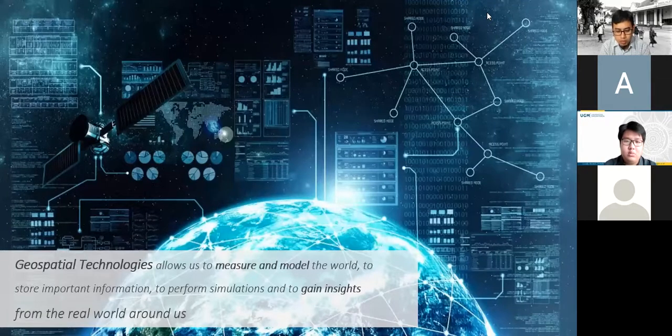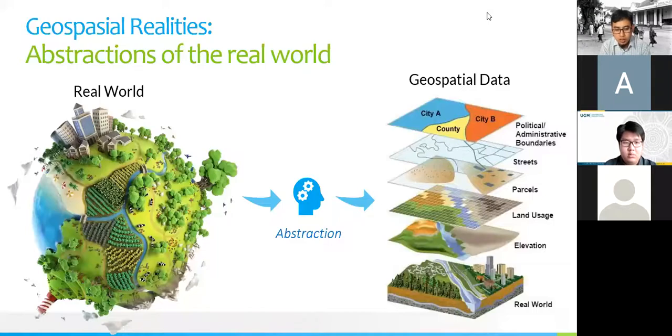So there are many kinds of geospatial technologies, and all of them serve as an abstraction of the real world. So geospatial data itself is a model of the real world. If we talk about a boundary, political boundary, or administrative boundary, then it is an abstraction of the real world. And also, if we have a street, trees, buildings, anything in the real world which we choose to model into our map, then that is an abstraction of the real world.